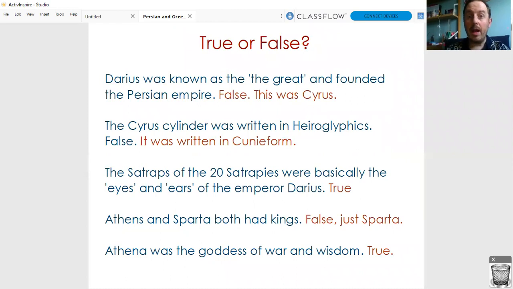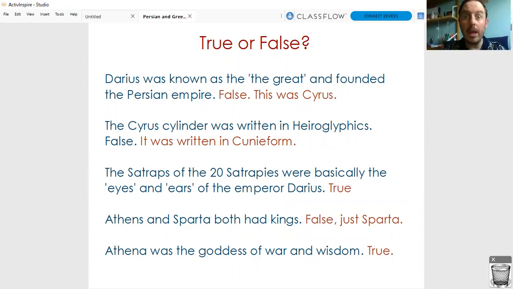Darius was known as the King of Kings, not the Great. He didn't found the Persian Empire. This was Cyrus. So that statement is false. Cyrus the Great founded the Persian Empire. And after defeating Babylon, he sent out the Cyrus cylinder, that huge tablet made of clay. And on it was a message written about how great Cyrus was. The Cyrus cylinder was all about how wonderful Cyrus was.